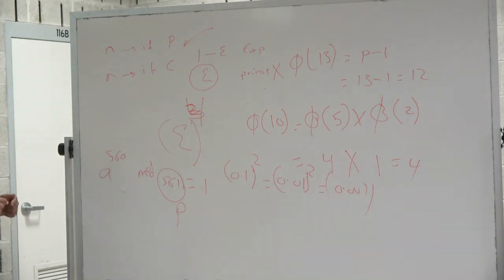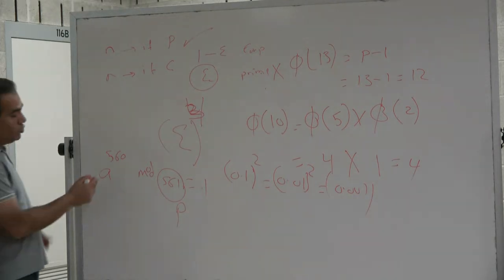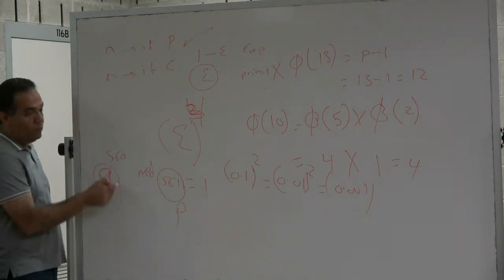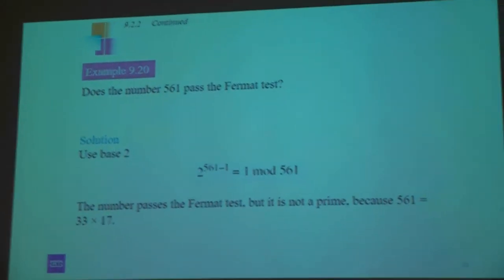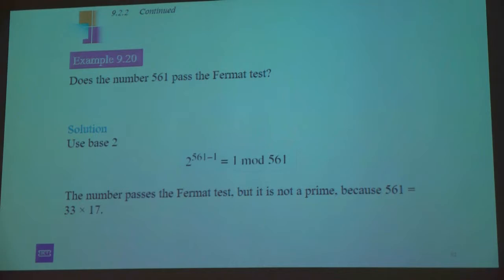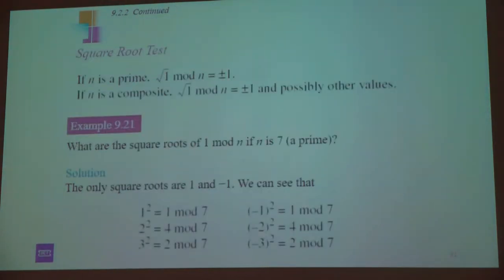So, you said if you do it again, you lower the probability. Sure. Are you going to get the same answer? No. Change the a. Keep changing the a. Never try the same thing twice. Does the number 561 pass the Fermat test? So here, 2 to the power of 561 minus 1, we did that. So the first one is Fermat.